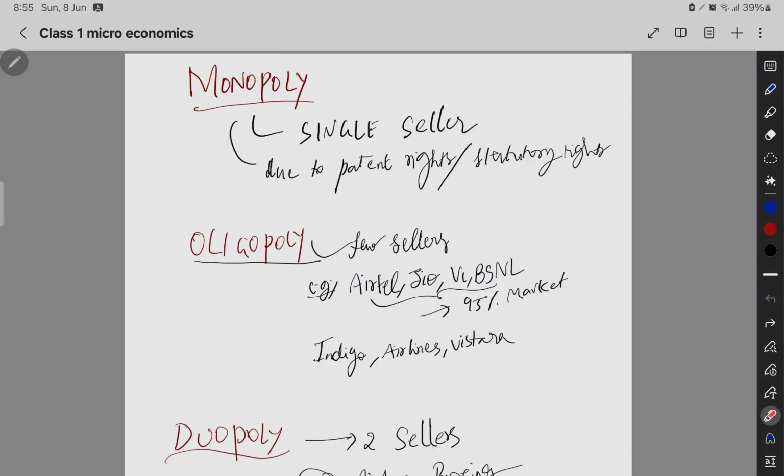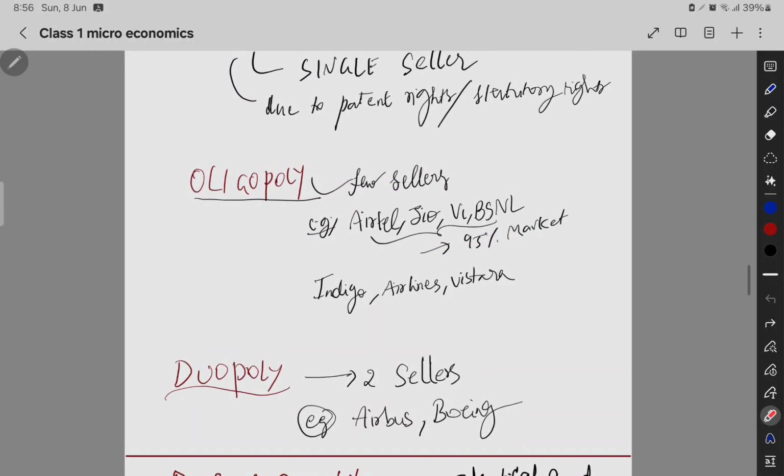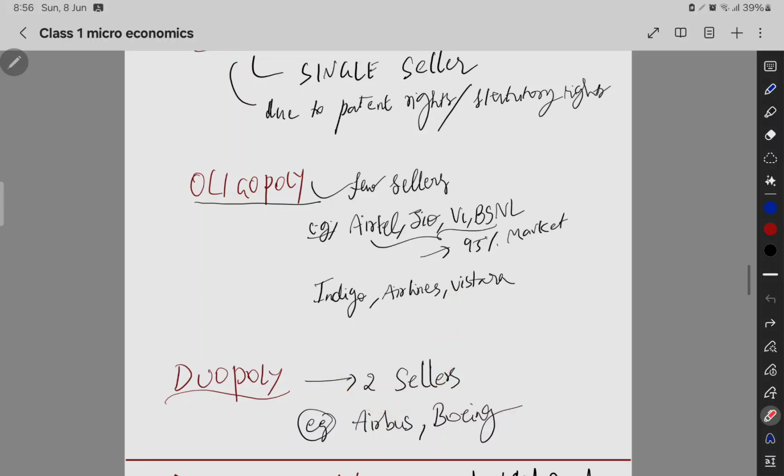Okay, so I think now you know what is monopoly. There is only a single seller. For example, Google. Oh my god, Google is everywhere. Even when you install Microsoft, there are automatically built-in software in mobile phones, Samsung, etc. Everywhere Google is there. There is a single seller which took patent rights, you can say. So monopoly. And oligopoly, there are a few sellers, but the few sellers are occupying the entire 95% of the market. And duopoly, there are only two sellers.